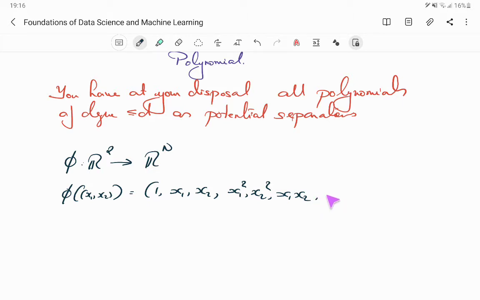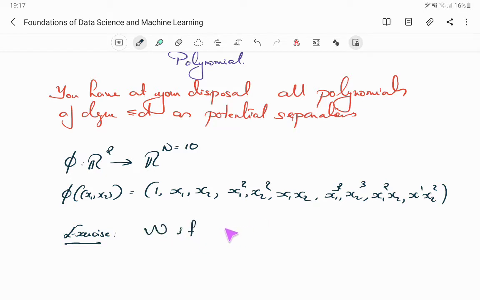Okay, if you wanted 3 dimensions, all degree 3 or lesser polynomials, you will have to add x1 cube, x2 cube, x1 squared x2, x1 x2 squared. That's it, right? You will have to add these also. So your n in this case will become 1, 2, 3, 4, 5, 6, 7, 8, 9, 10.